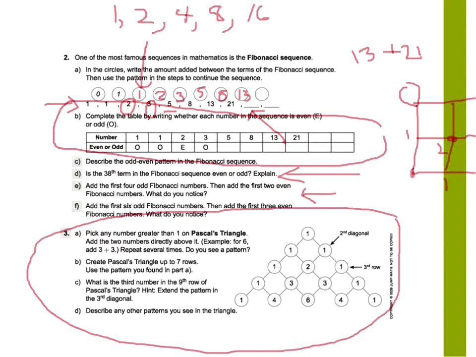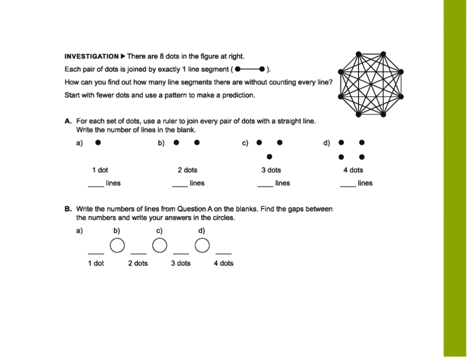So I'm going to move on to something else now. Oh, here's another investigation. Suppose you start with 1 dot. How many lines are there? There's 0 lines joining that dot. Now, if you put 2 dots down, there's 1 line joining it. Put 3 dots down, how many different lines can you draw? 3. 4 dots, it becomes more complicated. There's actually 6 ways you can join them. Is that clear?